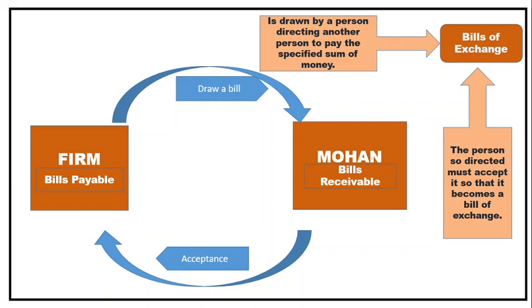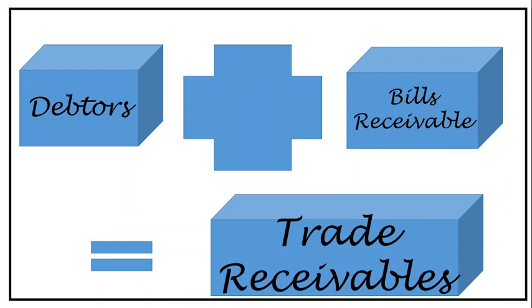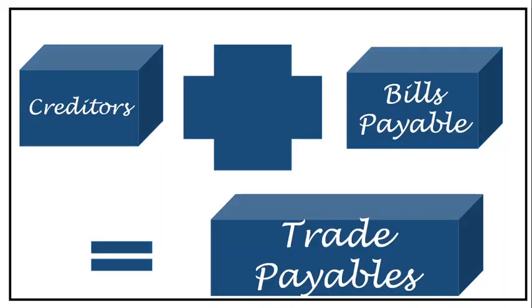So we learned about debtors. Mohan was a debtor and then he becomes a bills receivable. There are people who are under the debtors category, and there are people who are under bills receivable. Both are current assets, and both together are termed trade receivables. As per the Companies Act 2013, it is shown in the balance sheet in such a manner: trade receivable is the sum total of debtors and bills receivable. In the same way, trade payable is the sum total of creditors and bills payable.